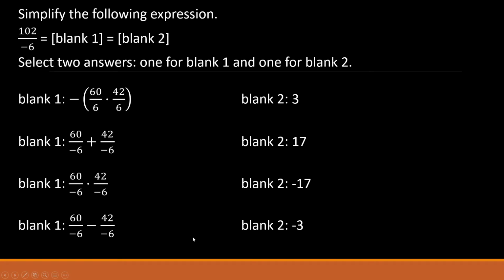Our first question goes, simplify the following expression. We have this 102 divided by -6, and then I have two blanks. I need to try and figure out what the blanks represent. So it says select two answers, one for blank 1 and then one for blank 2. Well, it looks like blank 2 is going to be our final answer based off of these answer choices, and it looks like blank 1 is going to be the step in the middle that we take to get to our final answer.